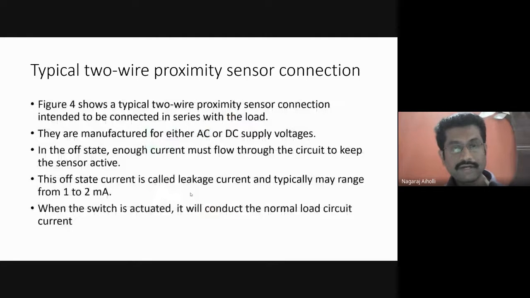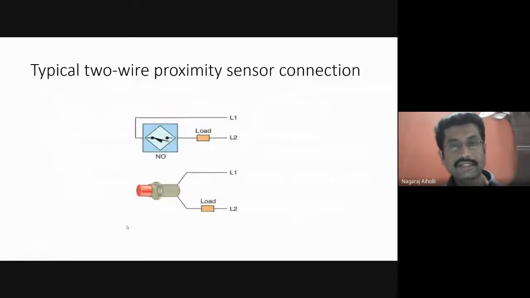In the off state, enough current must flow through the circuit to keep the sensor active. This off-state current is called leakage current and typically may range from 1 to 2 milliamperes. But when the switch is actuated, that is, when it is energized by applying the DC supply voltage, normal current will flow through the proximity sensor and it will start to work.